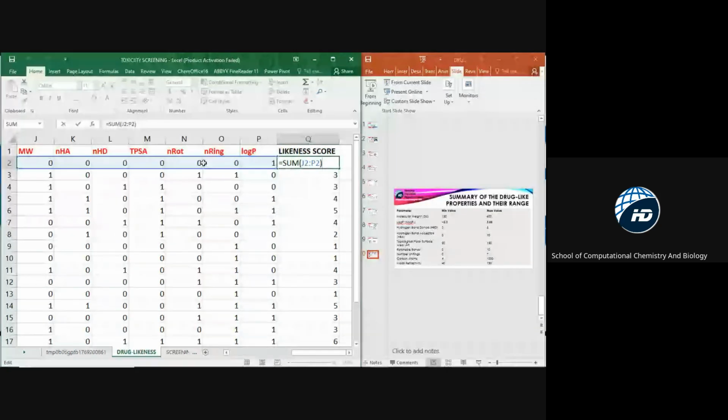So we'll now calculate for each of them how many parameters they passed. How many parameters did they succeed in passing? That is what we are doing now.